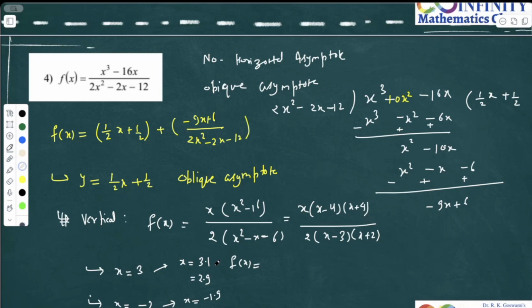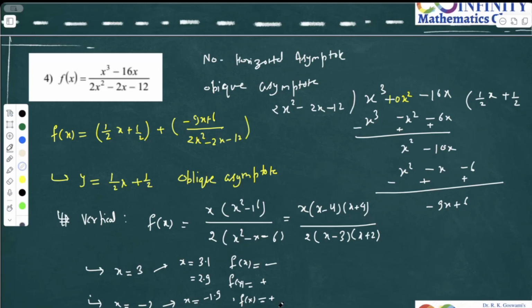For 3.1, it is negative. Okay. For 2.9, it's positive. Okay. For the next information, for negative 1.9, it would be positive. Okay, see, I'm not calculating the value, I'm expecting you to calculate. Okay, and the next value? Negative. Okay, f(x) is negative there.